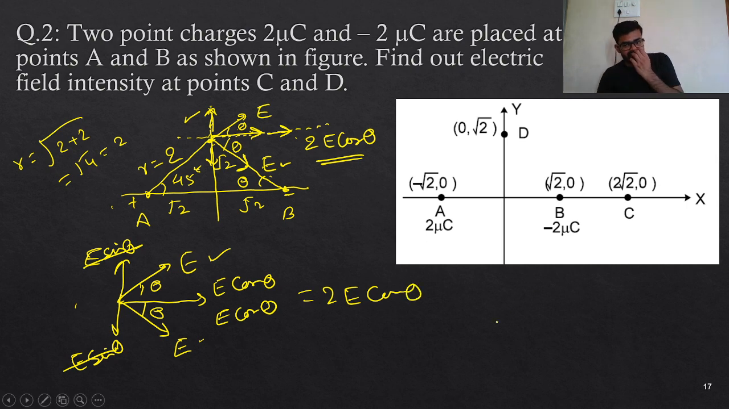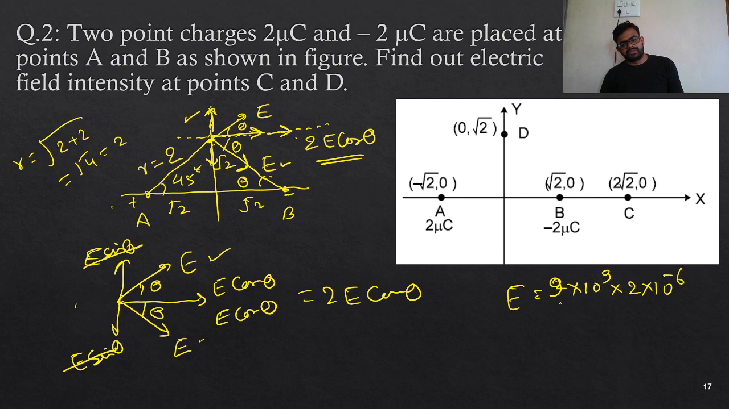And what is the value of E? Because both the charges are the same, distance is the same, everything is the same, the value of E is kq upon r square. So k is 9 into 10 raised to 9. Q is 2 into 10 raised to minus 6. Divide by r square. R square means 2 square, which is 4. So you are getting 9 by 2 into 10 raised to 3.